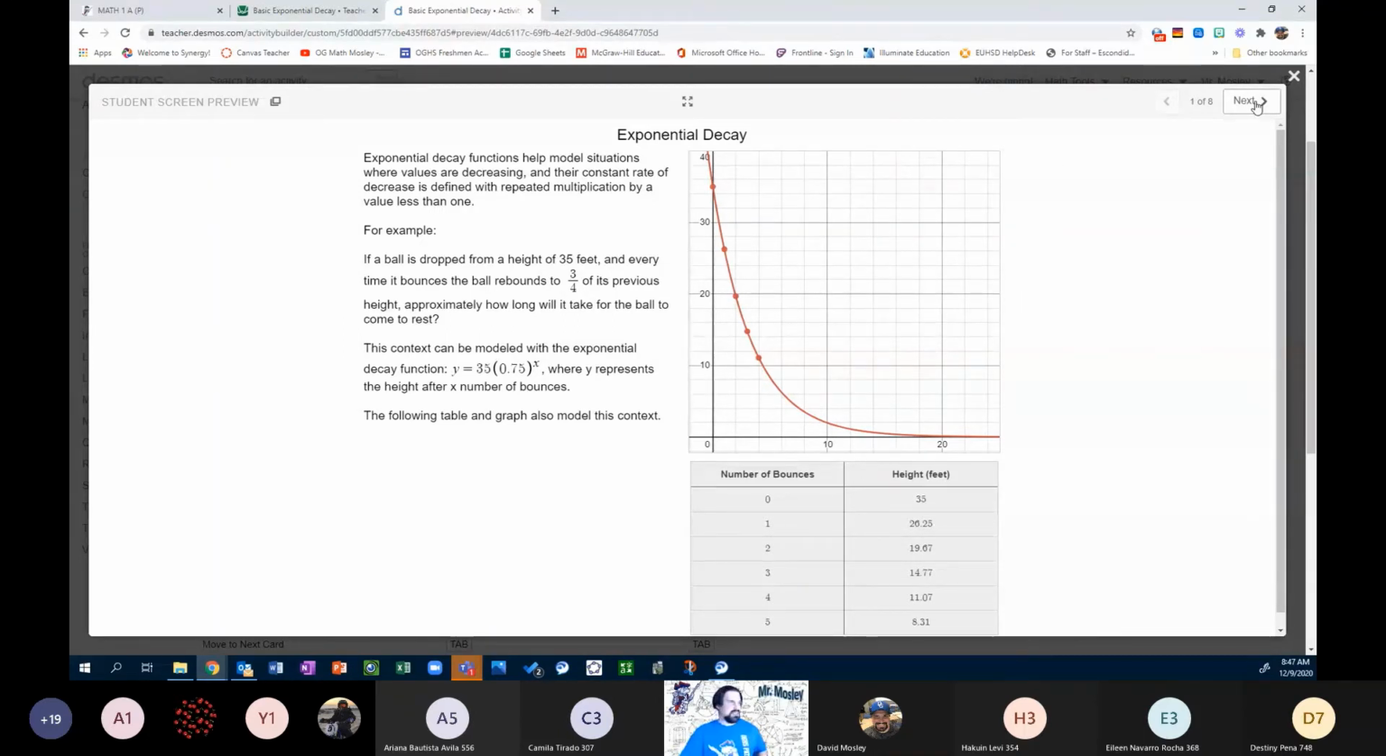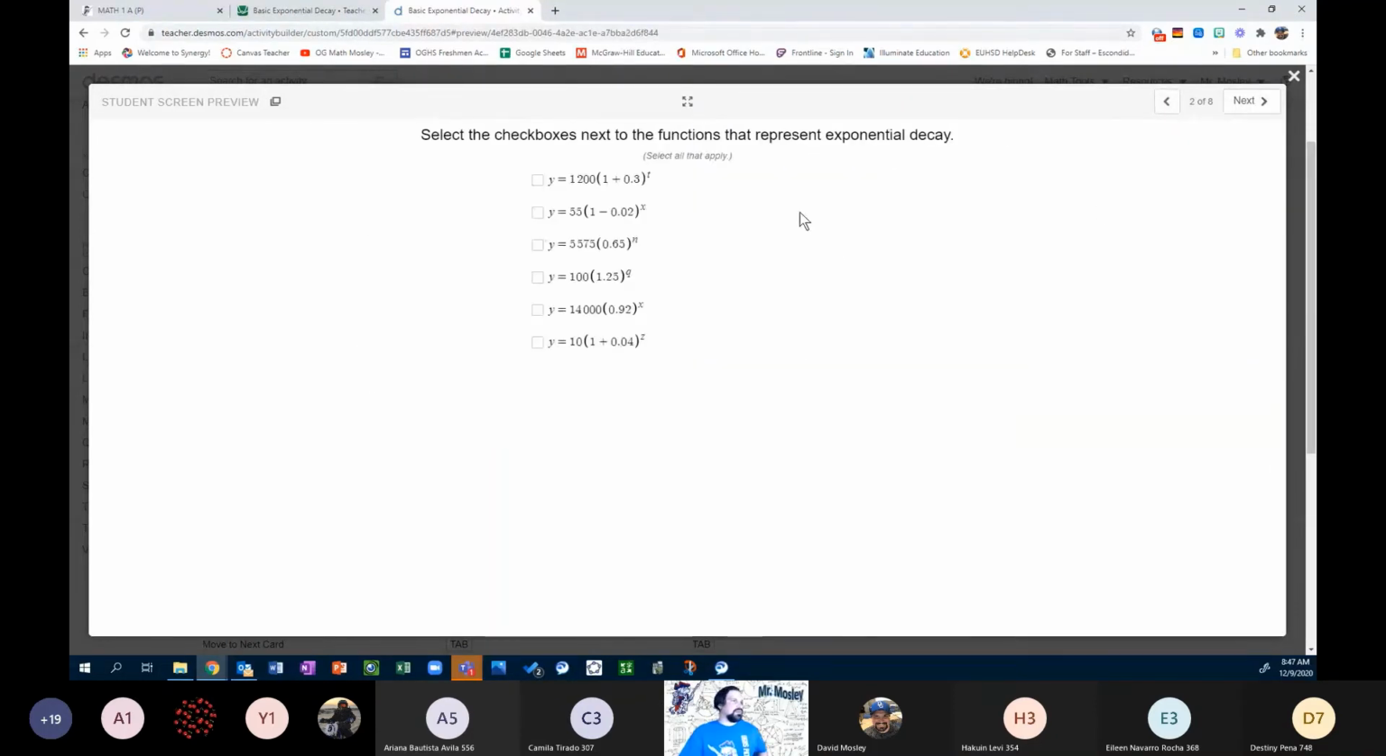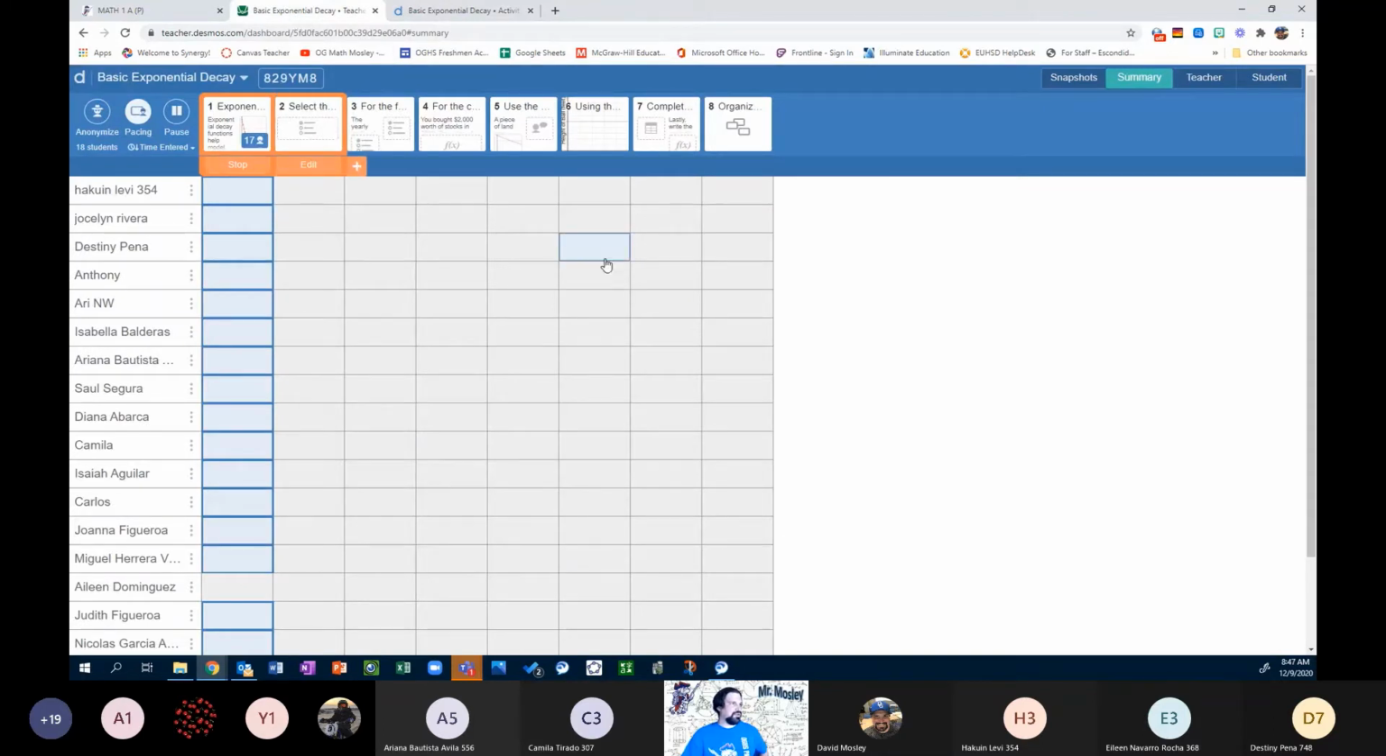You guys can't advance yet. I will allow you to advance in just a moment. This first question is going to come up. You need to check the boxes. You can put a check next to any of these, next to the functions that represent exponential decay. Only check the boxes next to the ones that represent exponential decay. All right, so now you guys can move on to the next screen.